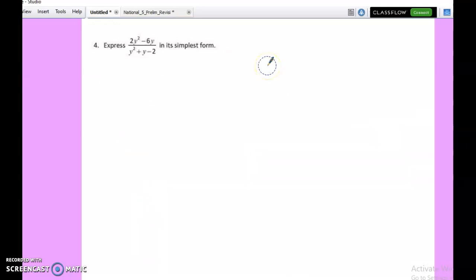Number 4, we want to express 2y squared minus 6y over y squared plus y minus 2 in simplest form. If I'm being asked to simplify a fraction, I want to simplify it down. When I simplify down a fraction, I'm dividing. Opposite of dividing is multiplying, so I want these written as products. Another way of saying that, I want to factorise. So I want to factorise both top and bottom.